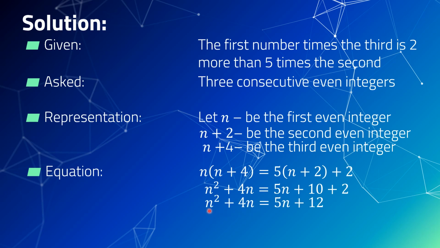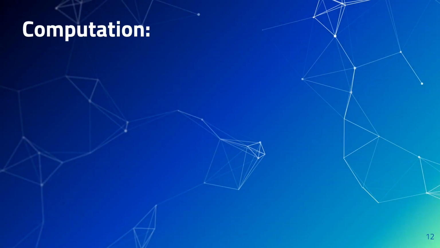Okay. Then, by simplification, we have n squared plus 4n equals 5n plus 12. 12 comes from 10 plus 2. By transposition, we have n squared plus 4n minus 5n minus 12 equals 0. Then, simplifying this one, we have n squared minus n minus 12 equals 0. So this will be the equation. Okay, so this is the equation that we have obtained in the previous computation: n squared minus n minus 12 equals 0.